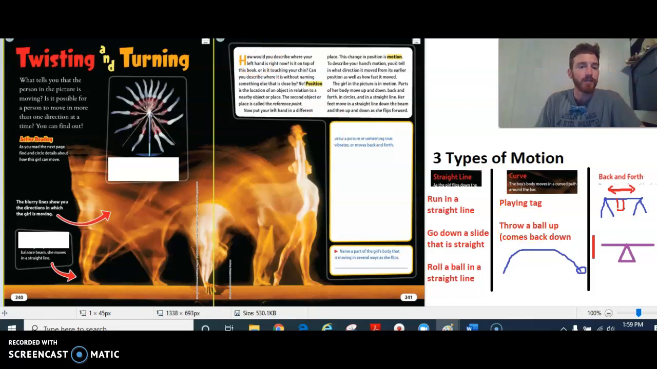These are just the types of motion. Again, most often we're going to have curved motion, like when we're just walking around, unless we're walking in a perfectly straight line, we're usually going to be curving around.